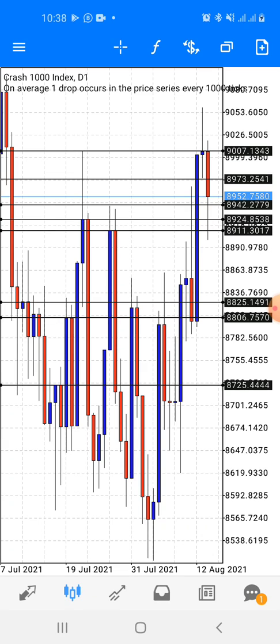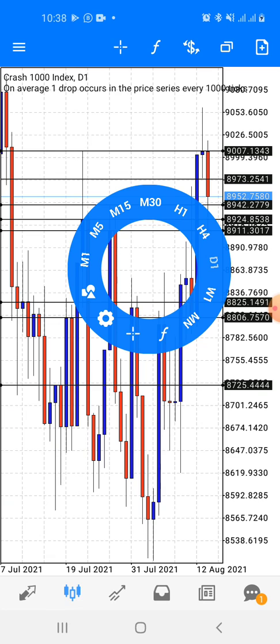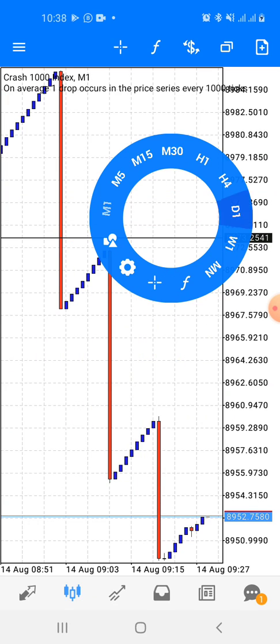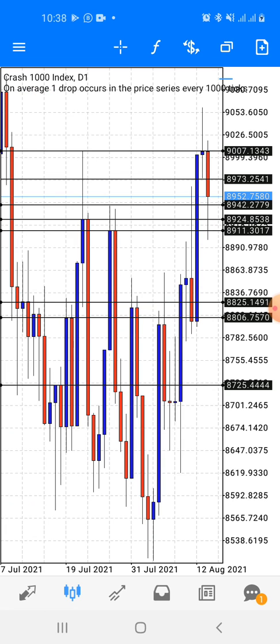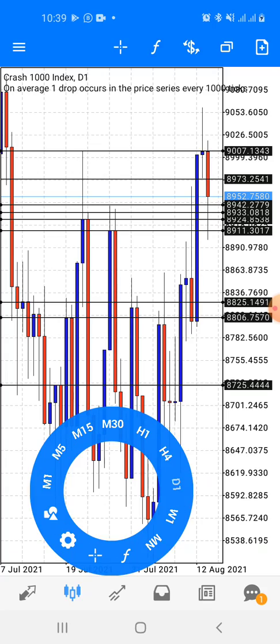I think there's another one. Let me pick this one too. Which one again? Let me pick this one. Okay, I think I'm okay with the daily time frame like this. After this, let's go back to our line chart.